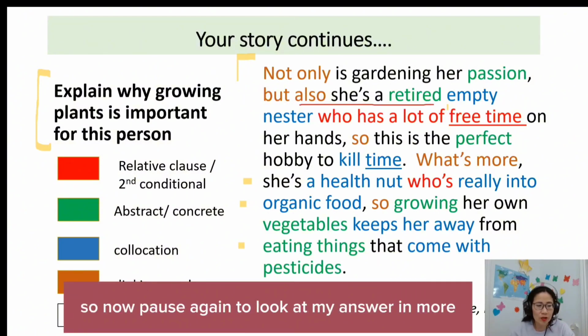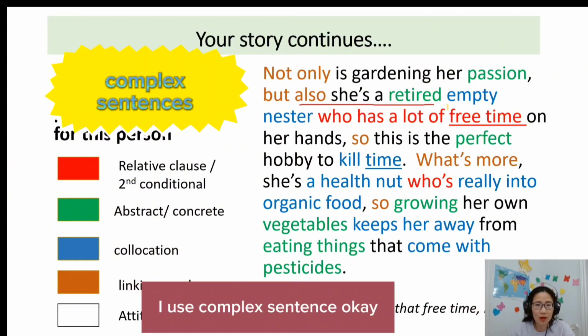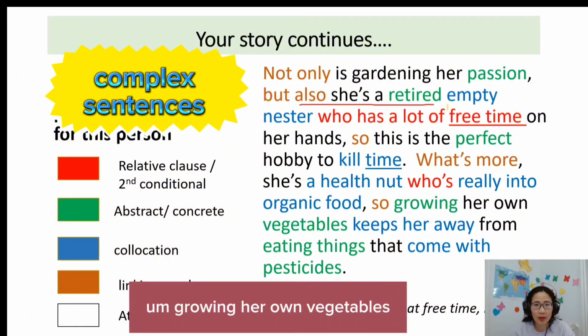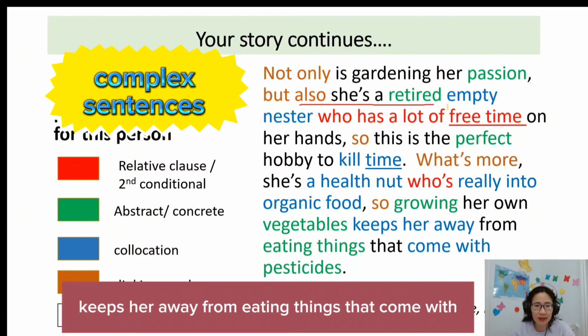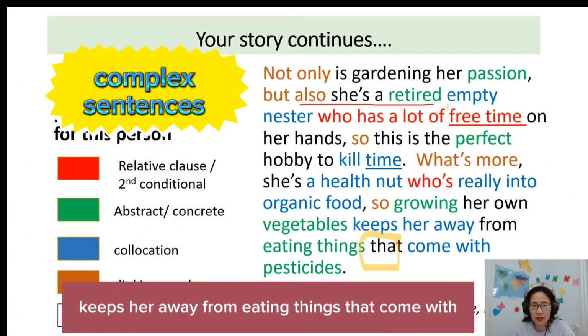Okay, so now pause again to look at my answer in more depth, and I have used the following techniques. Number one, I use complex sentence. Growing her own vegetables keeps her away from eating things that come with pesticides. So that is the connector that connected two clauses.